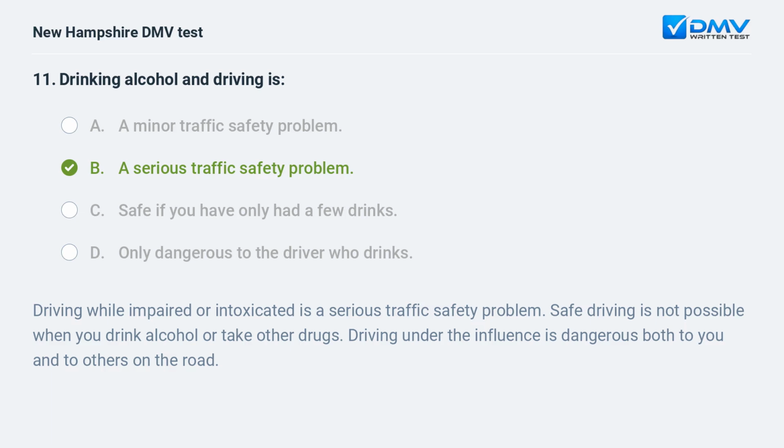Driving while impaired or intoxicated is a serious traffic safety problem. Safe driving is not possible when you drink alcohol or take other drugs. Driving under the influence is dangerous both to you and to others on the road.